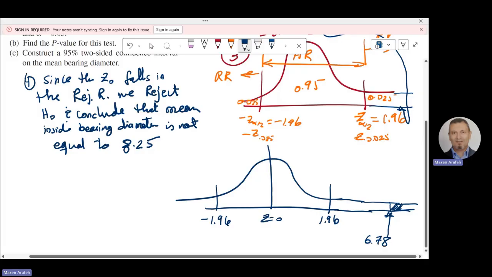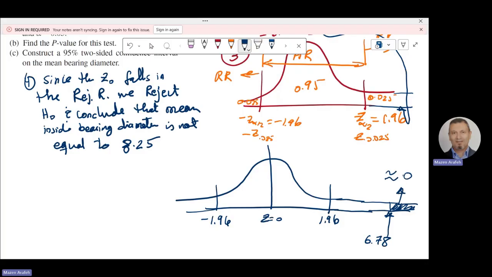Now for the p-value, basically I want this area to the right. We know from the tables of the standard normal distribution that the area to the right here is approximately equal to 0. Of course, what we are finding here is the p-value divided by 2, but since it is equal to 0, it doesn't matter. So therefore, for part B, the p-value is equal to 0.